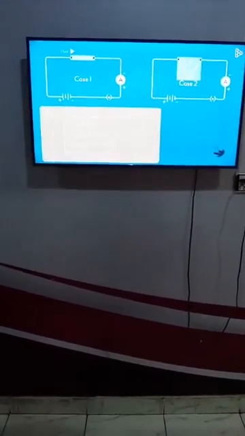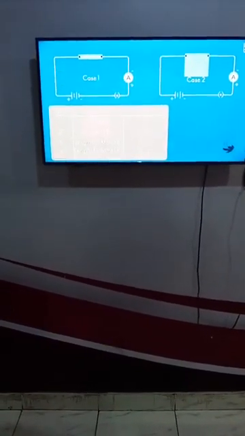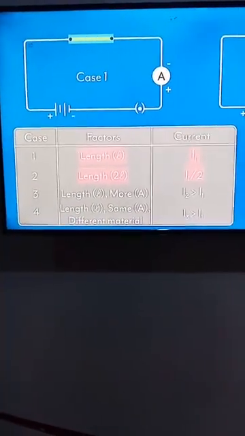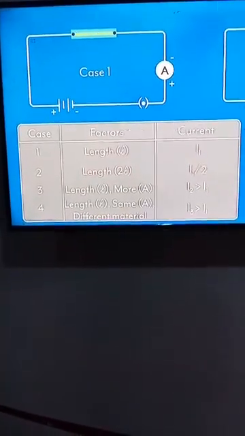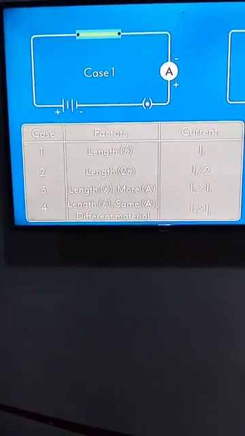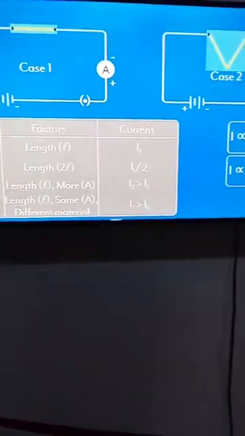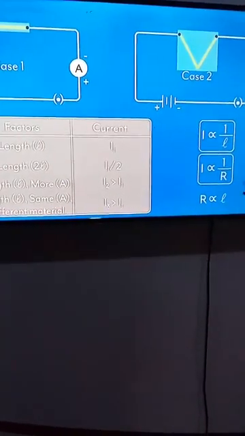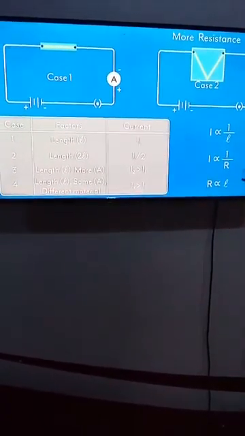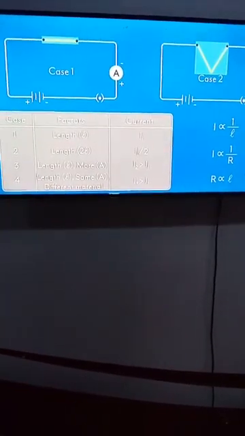Let's understand the results case by case. We see that as the length of the wire increases, the current reduces by the same factor. It implies that the current is inversely proportional to the length of the wire. And by Ohm's law, we know that the current is inversely proportional to the resistance of the conductor. So these two together imply that the resistance R is directly proportional to the length of the wire. More the length of the wire, more will be the resistance. Note that here we assume everything else will be constant.